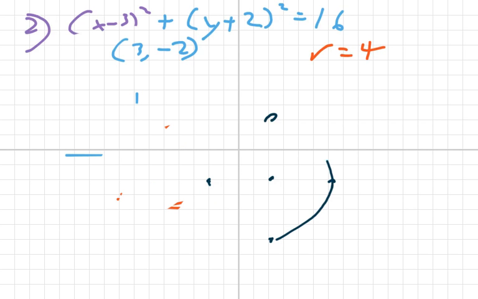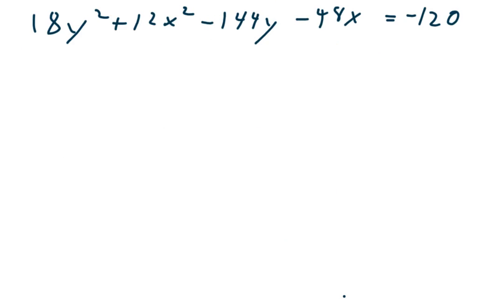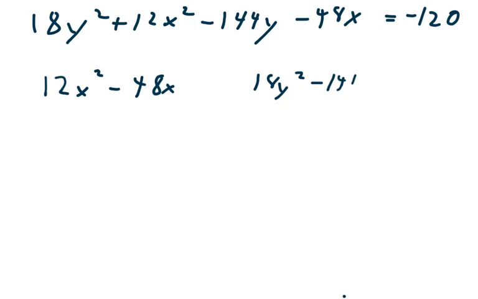Should have used the graph in the first place. That's a little bit better. Alright, for this next problem, they want the ellipse in regular form. So we got 12x squared minus 48x to put the x's together. And I got 18y squared minus 144y. And we got the equals negative 120 over here.